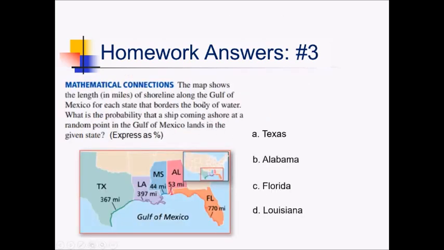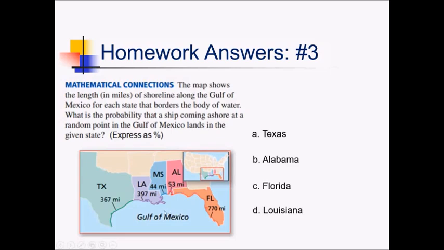For this one, we have a map showing the length in miles of shoreline along our Gulf of Mexico, and we want the probability that a ship coming ashore at a random point, maybe there was a storm and it was just washed ashore somewhere, we want the probability it lands in each of these given states.